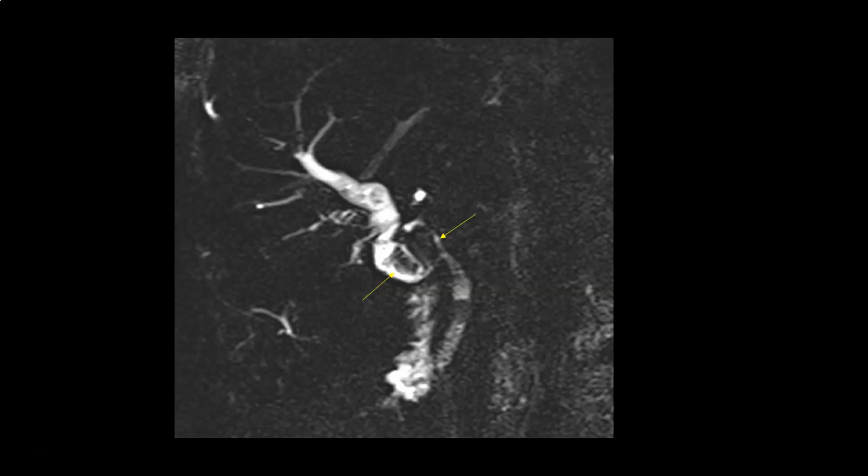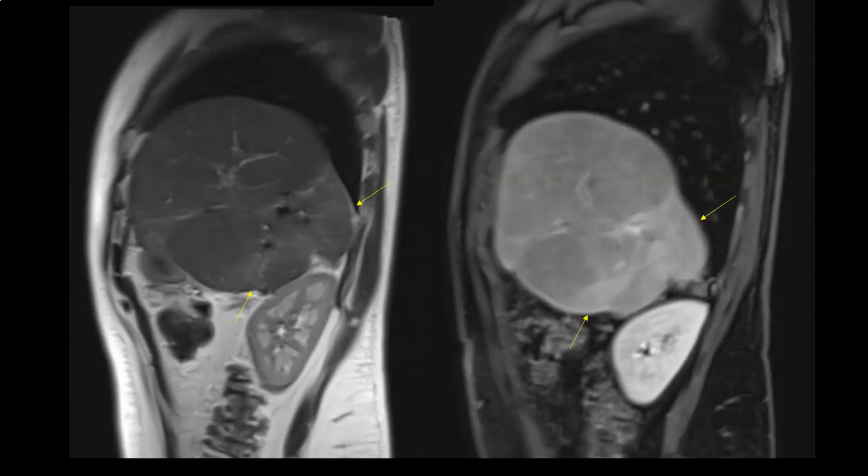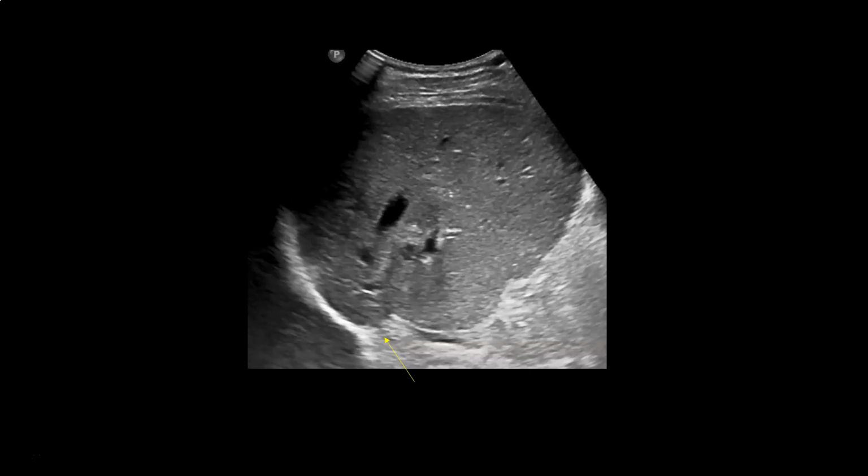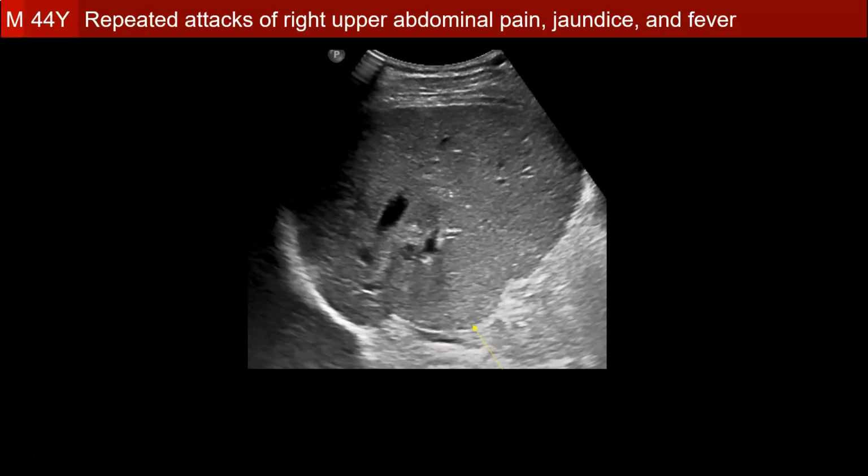It shows, in addition to the saccular dilatation of the common hepatic duct and the stones inside this saccular dilatation, common bile duct stones and intrahepatic bile duct stones. The liver shows also segmental atrophy and segmental hypertrophy or regeneration. This is also seen on ultrasonography. This is the atrophied part of the right lobe, and this is the hypertrophied part of the right lobe.